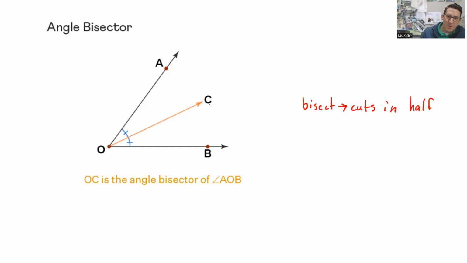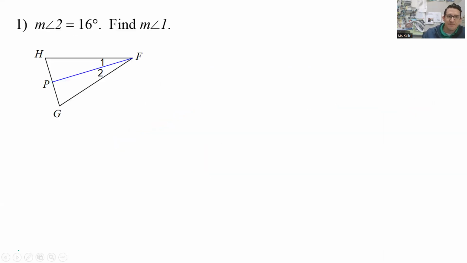All right. So ray OC is the bisector. So this angle in here, AOC, is equal to BOC. We have two equal angles. The angle in here, and then the angle in here, those are equal. So let's look at some examples.